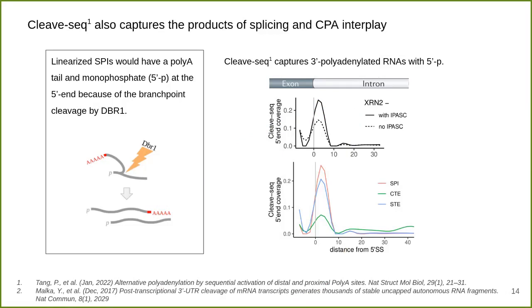These results indicate that SPIs are not 3' ends of distinct polymerase II transcripts initiated and terminated within the intron, but SPIs are a result of interplay between cleavage and polyadenylation and splicing processes.